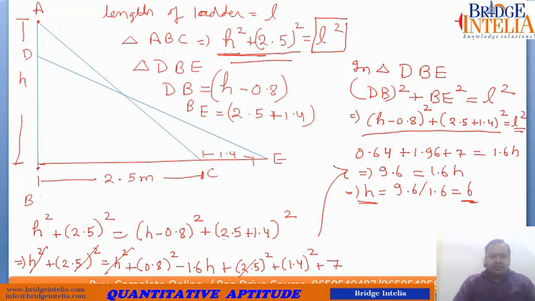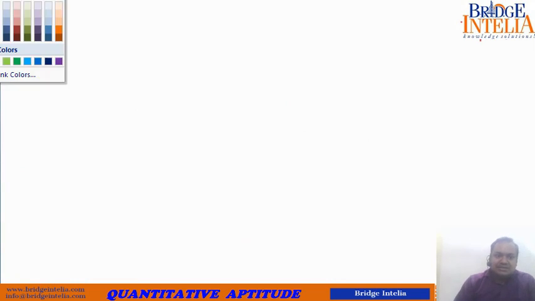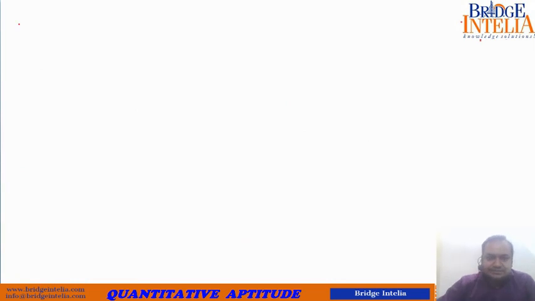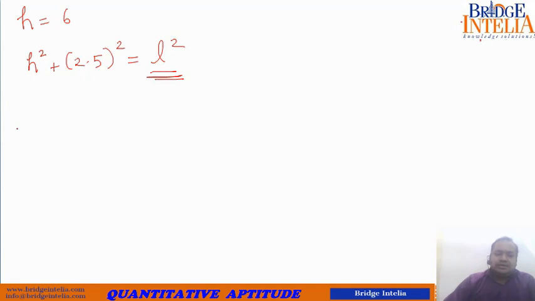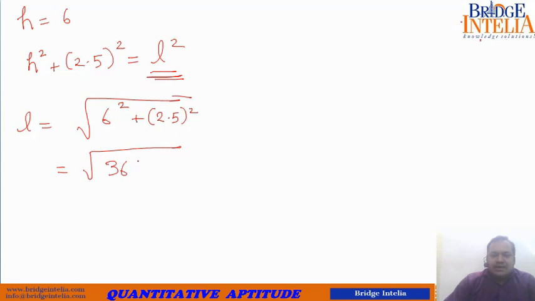So let's do that. We have just calculated that h, the initial height, is 6. And we also know that h square plus 2.5 whole square is equal to L square. So from here you can calculate the length of the ladder. L is equal to under root of h square, that means 6 square plus 2.5 whole square. So 6 square is what? 36. And 2.5 square is 6.25.